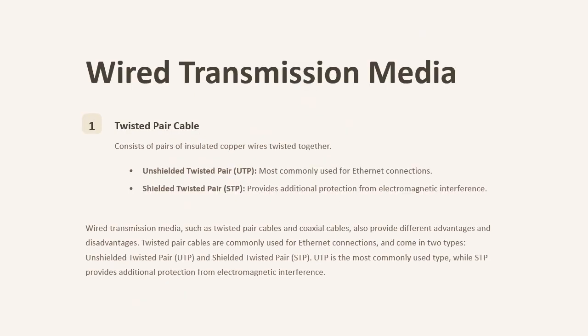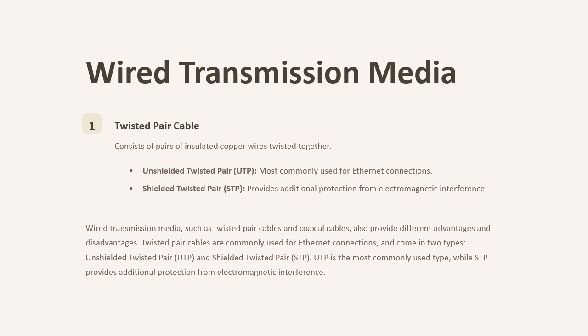Now let us see wired transmission media. Twisted pair cable consists of pairs of insulated copper wires twisted together. Unshielded twisted pair, which is UTP, is most commonly used for Ethernet connections. Shielded twisted pair, STP, provides additional protection from electromagnetic interference.